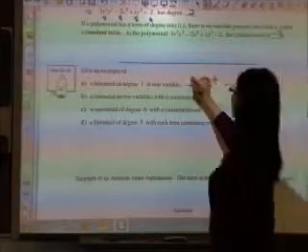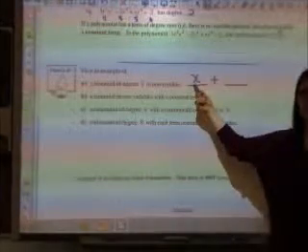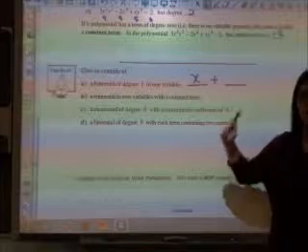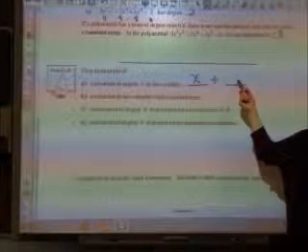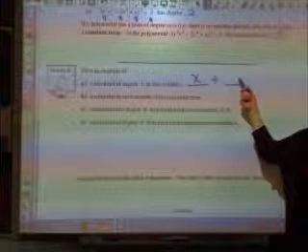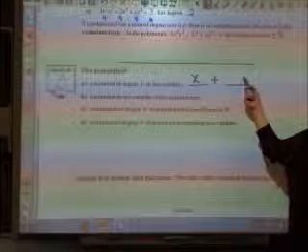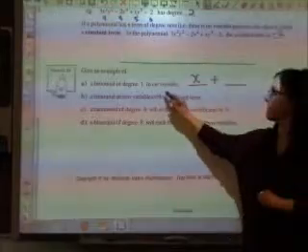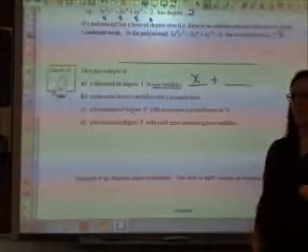A binomial of degree 1 means the exponent has to have a degree of 1. So give me a variable. X. Does that have a degree of 1? Yes. Okay. What do I put here? A constant. Can I put Q? No. Why not? Why can't I put Q here? Because they only want one variable.